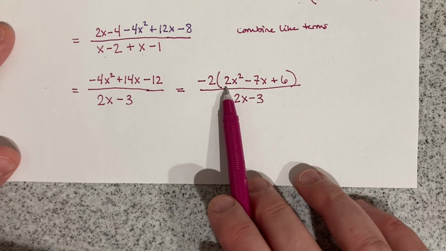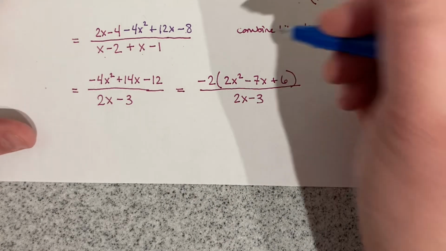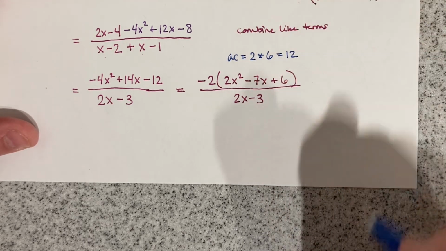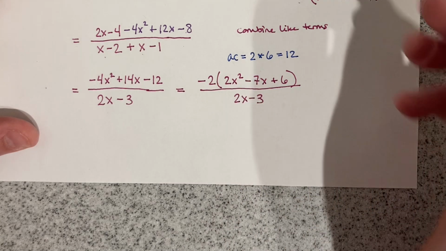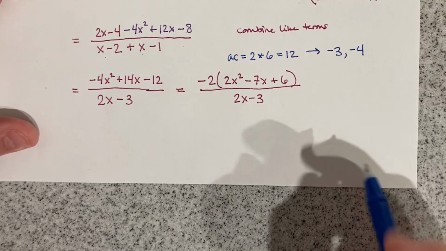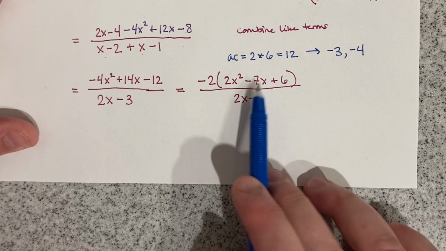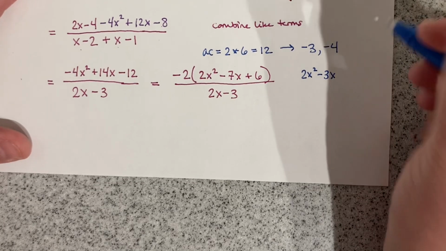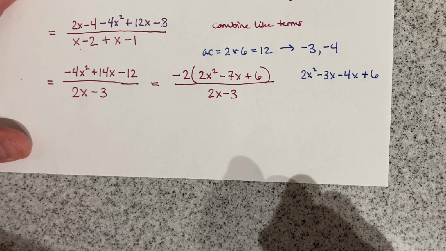It is an AC method though, because we have a leading term. It's maybe been a while since we did an AC method. So A times C would be 2 times 6, which is 12. So we're trying to multiply to 12 and add to -7. Ooh, that would be -3 and -4. Those two numbers multiply to 12 and add to -7. With AC method, we have to do the splitting the middle. So it's a longer process, but something we gotta do.